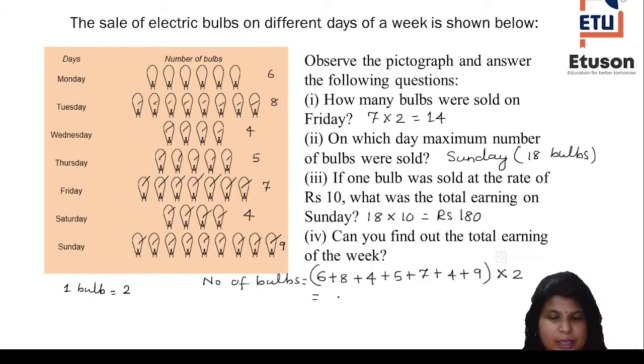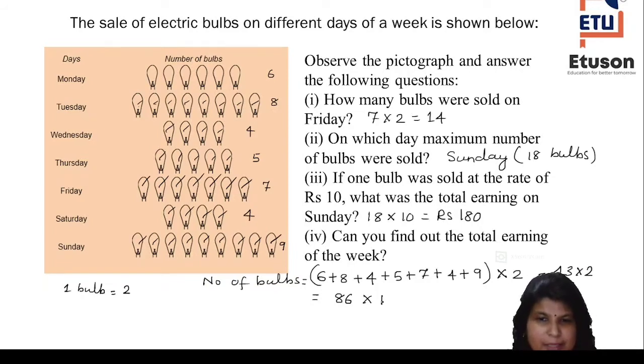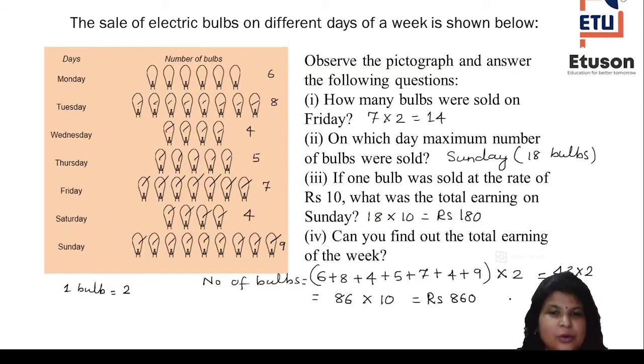43 into 2 is 86. Correct or not? 86 into rupees 10, that is rupees 860. So this is the total earning of the week. So we have just added the number of bulbs into 2 because the scale is 2. One bulb represents 2. So we have multiplied by 2.